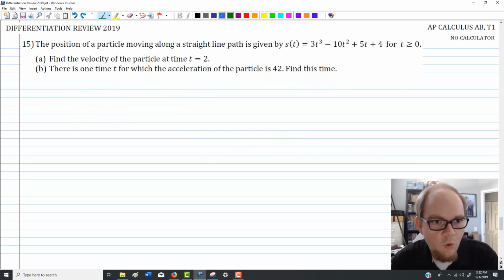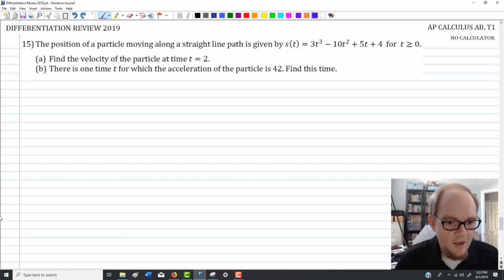Finally, the last question on the first page talks about the position, velocity, acceleration connection, the motion application of higher order differentiation. So to start with on 15, it begins by noting that the position of a particle moving along a straight line path is given by s of t equals that function. And it's always a good idea, I think, to show you what that means in a picture.